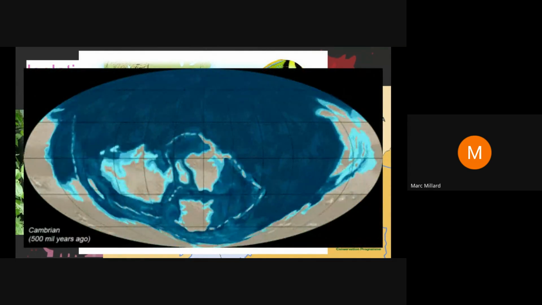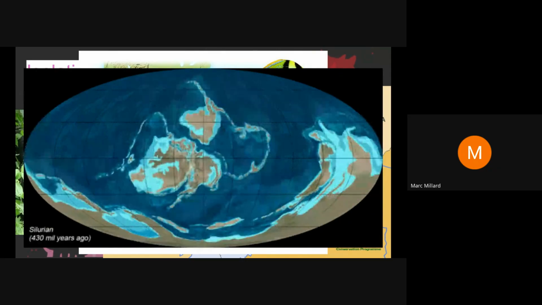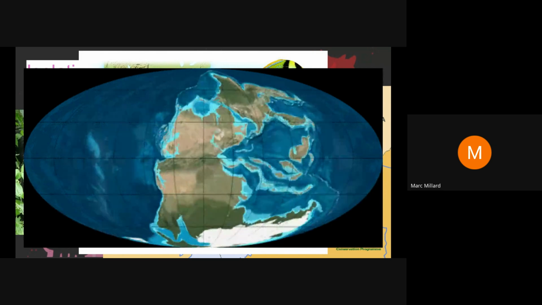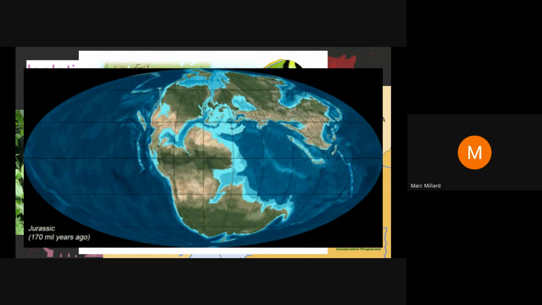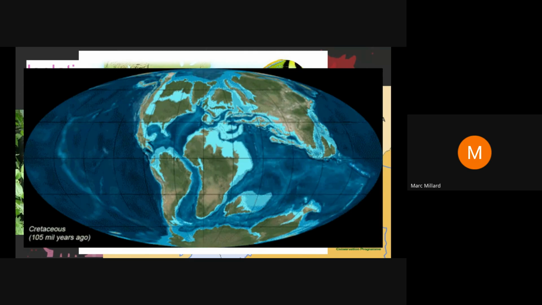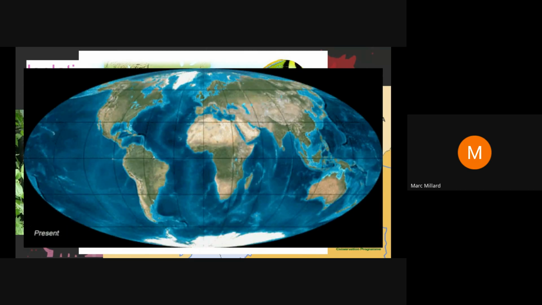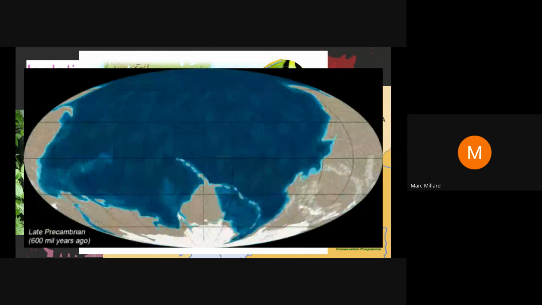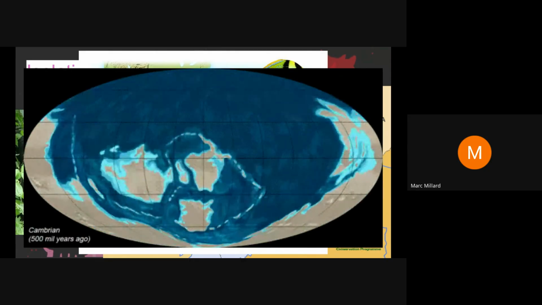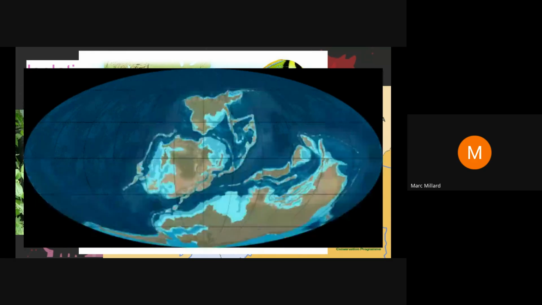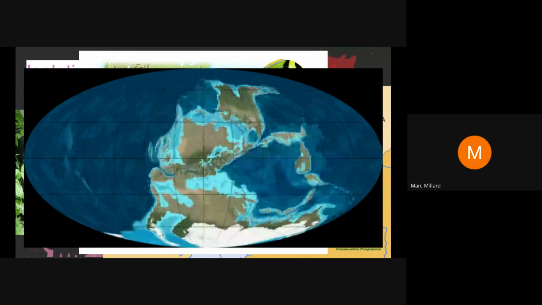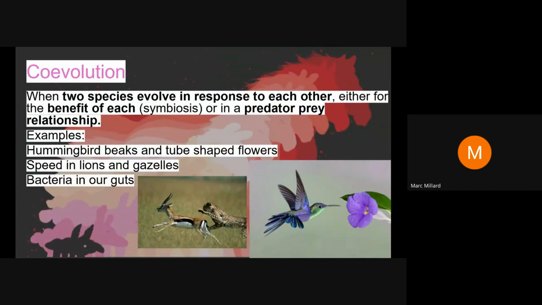Okay. This animation here shows how the continents have moved over time. And so by continents moving, that creates separation. If there were species that were living on the continent when it was together, once it gets separated and there's an ocean between them, those species are going to change over time to where eventually they are not going to be able to interbreed with each other after millions and millions of years. And then we also have coevolution.